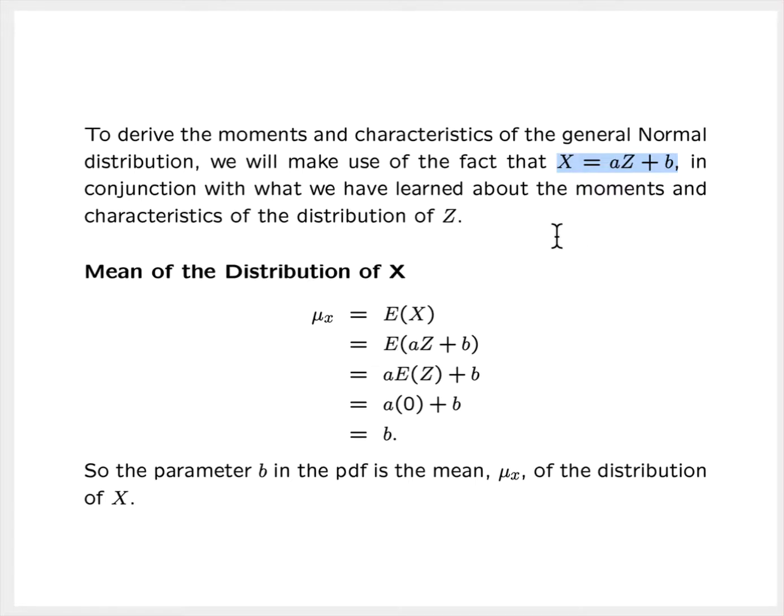And so when we do this, and you can read along through here, I'm not going to read aloud all these steps, we see here that the mean of the distribution of X is this constant B. So the parameter B in this PDF of the general normal distribution is the mean of the distribution of X.